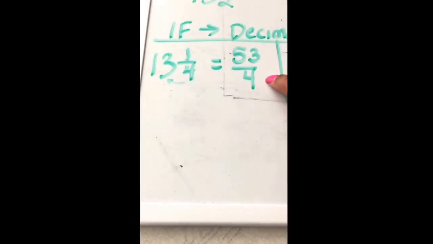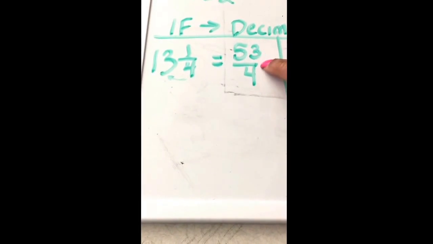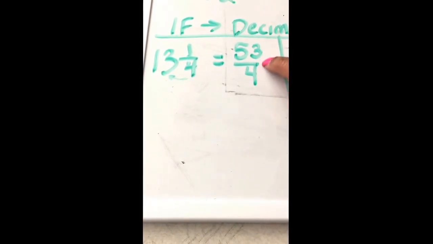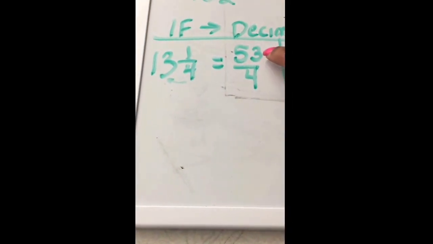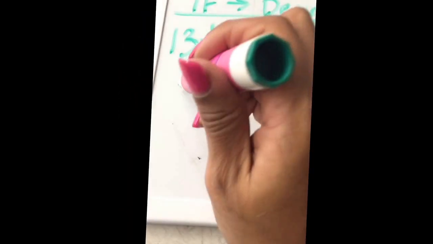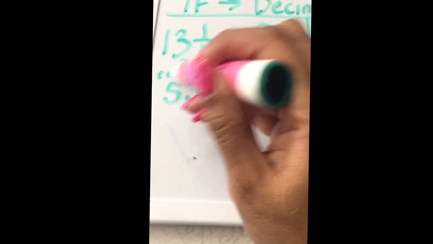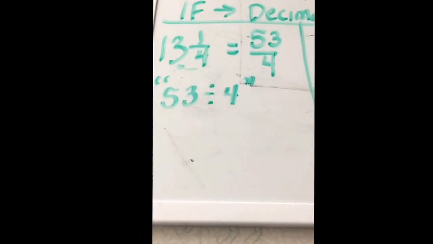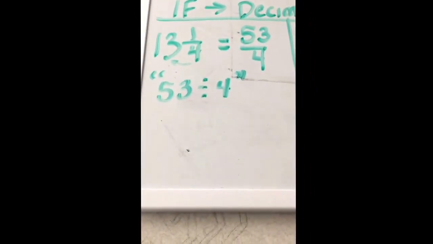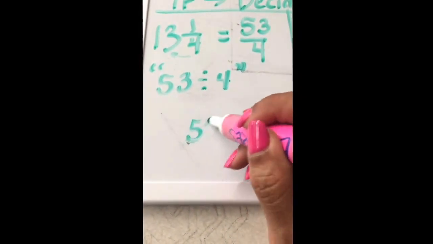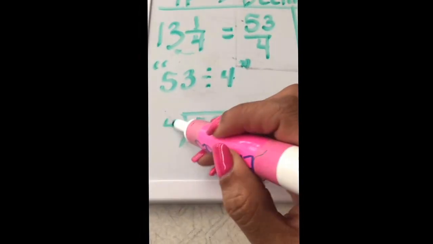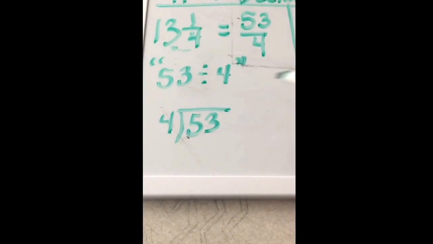If I want to change this to a decimal, I can think of this fraction bar as an operation, and this operation reads as division. So literally, when I see 53 over 4, I can read it as 53 divided by 4. It doesn't only have to be a fractional thing. So when I actually have to solve it, I'm just putting a 53 inside my house and dividing by 4.